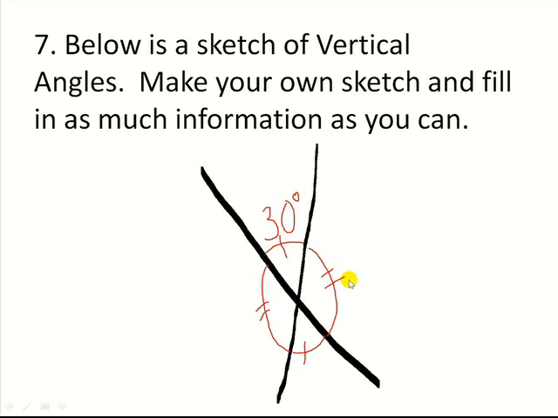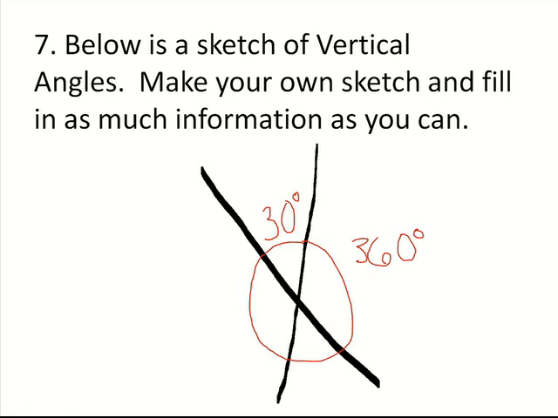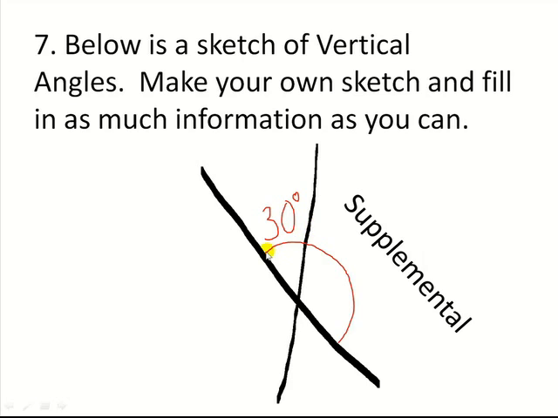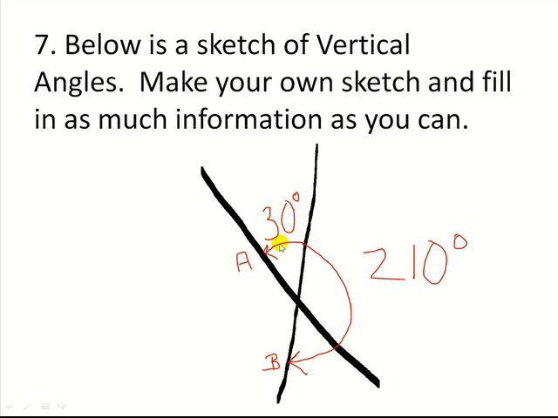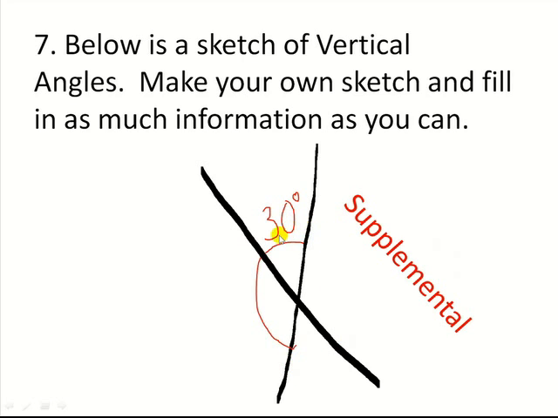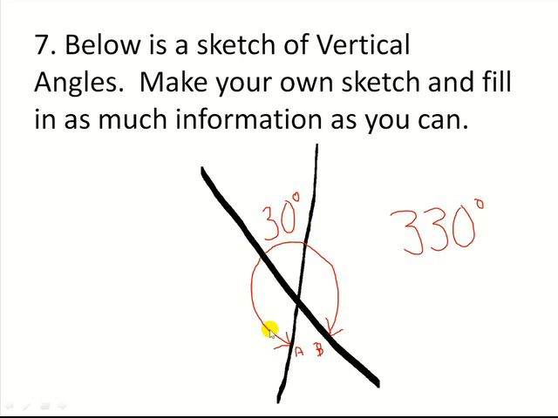We know that this angle measure right here is exactly equal to this angle measure right here. We know that this angle measure is exactly equal to this angle measure here. We know that they total to 360 degrees. We know that these two angles right here are supplemental. We know that these angles right here from A to B are 210 degrees. We know that these two angles are supplemental. We know that the distance from A to B is 330 degrees.